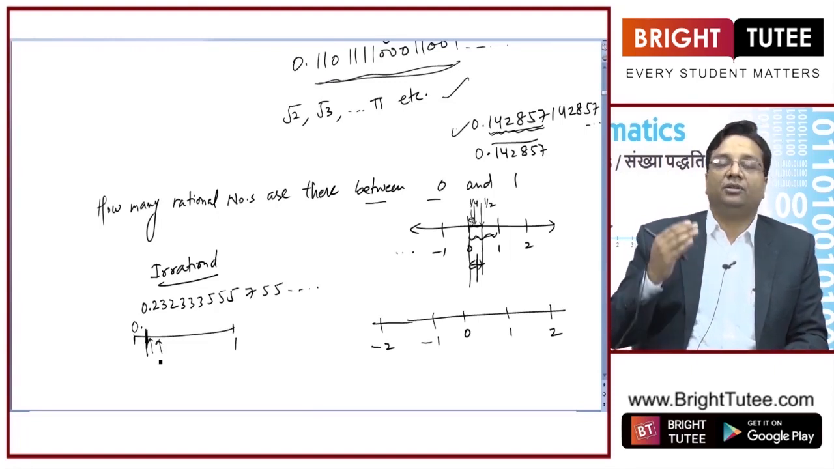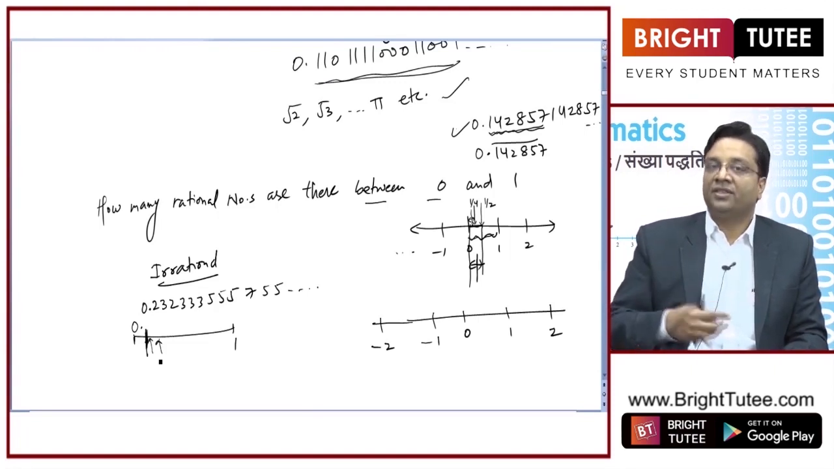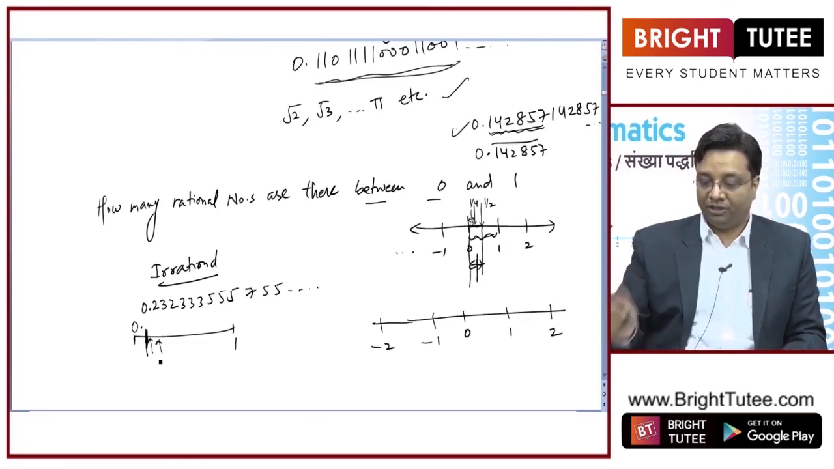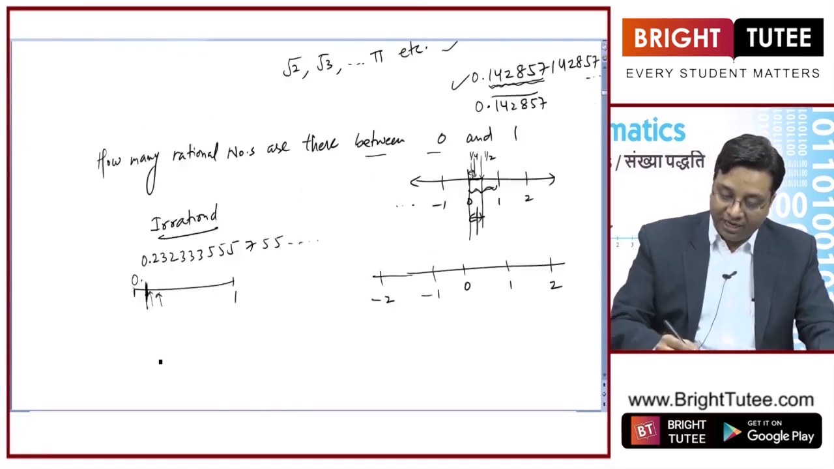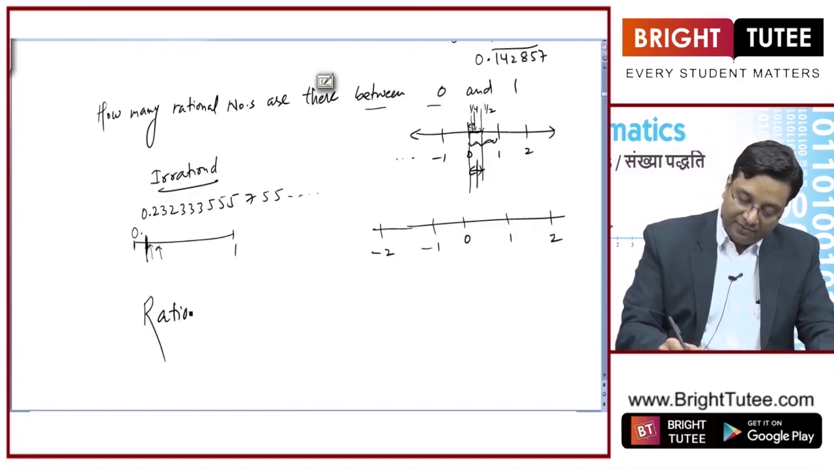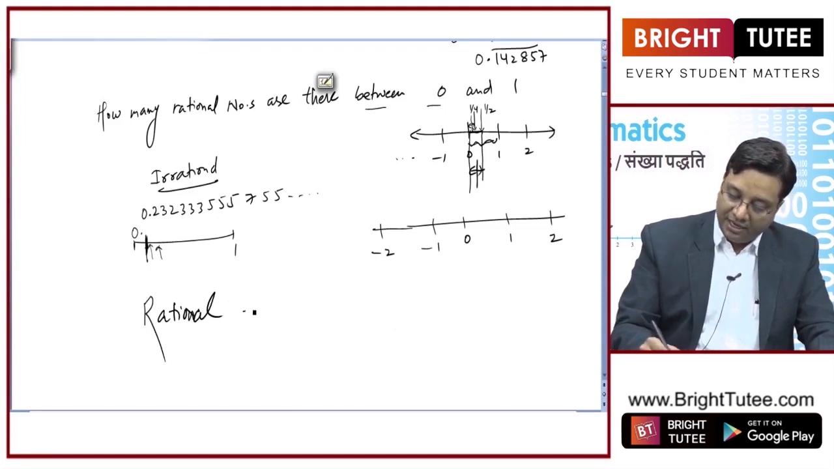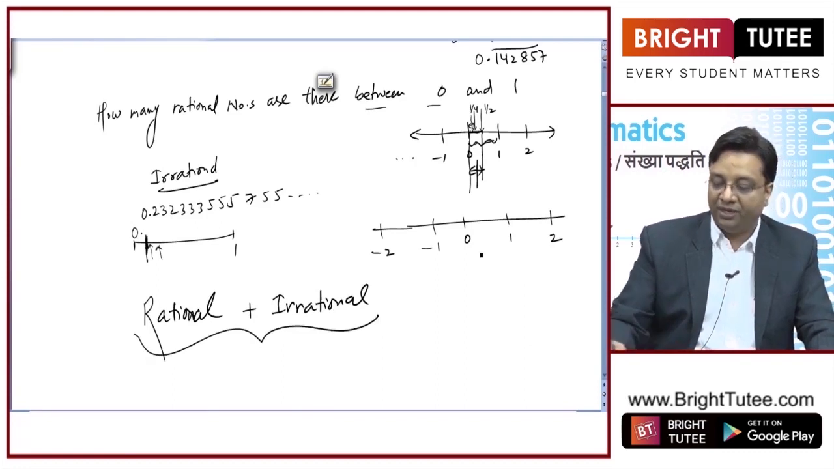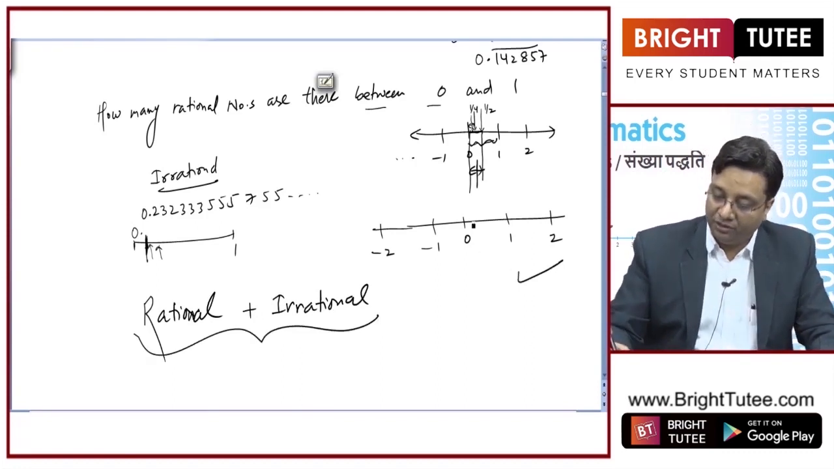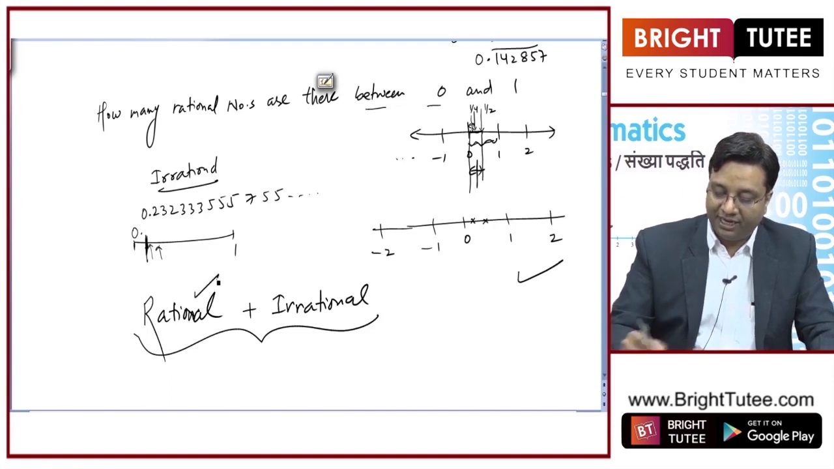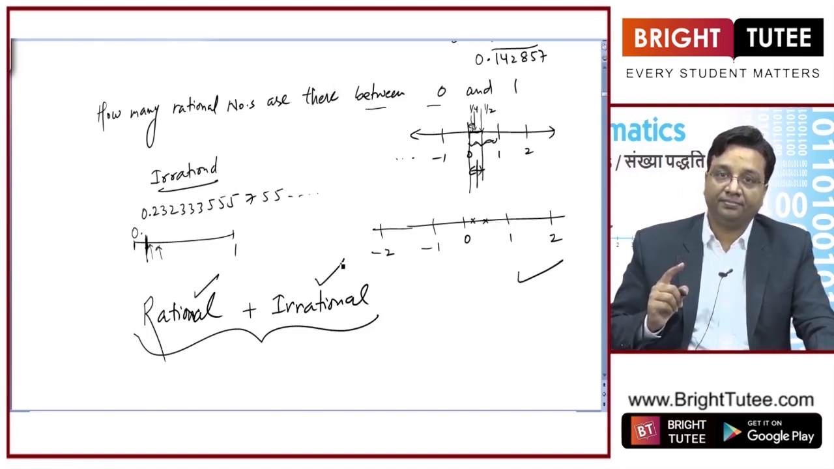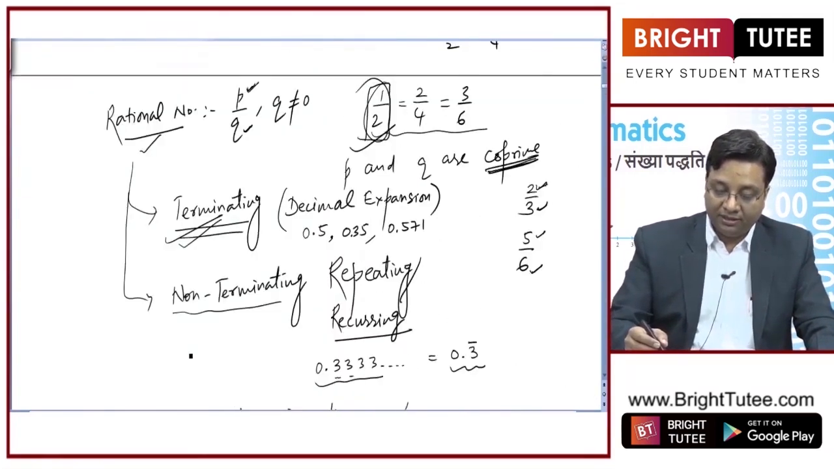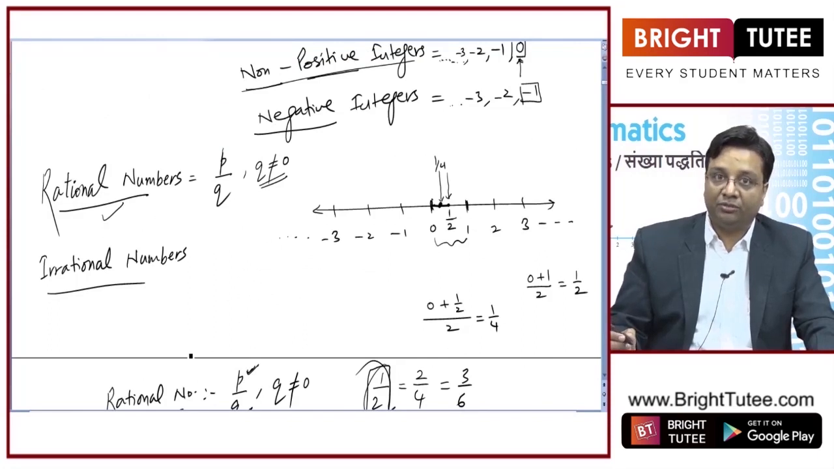There are infinite numbers of irrational numbers between any two numbers, and there are infinite numbers of rational numbers between any two given numbers on this number line. Now if I combine these numbers, rational and irrational numbers, that will give me the complete number line. Every point on this number line will either be rational or irrational, right? Then where are these numbers? Whole numbers, natural numbers, integers that we talked about.